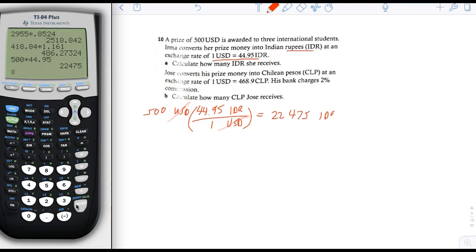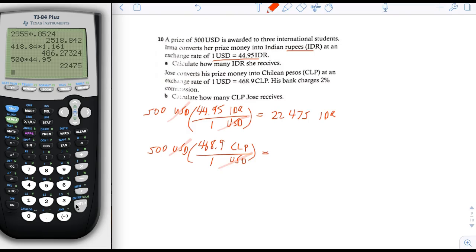Okay. Jose converts his prize money into Chilean pesos at an exchange rate of $1 equals 468.9 Chilean pesos. His bank charges 2% commission. Calculate how many CLP Jose receives. So we start with $500. And the exchange rate in this domino is going to be US dollars on bottom and Chilean pesos on top. Why do we put US dollars on the bottom? To cancel out. And inside we're going to put $1, and on top we're going to put 468.9 Chilean pesos.